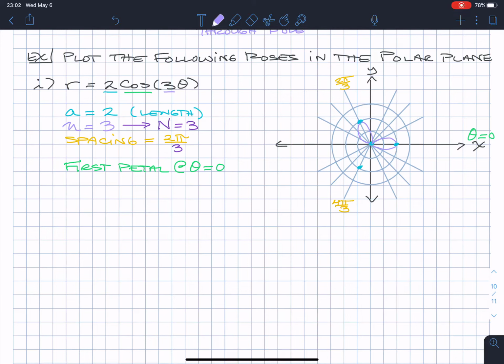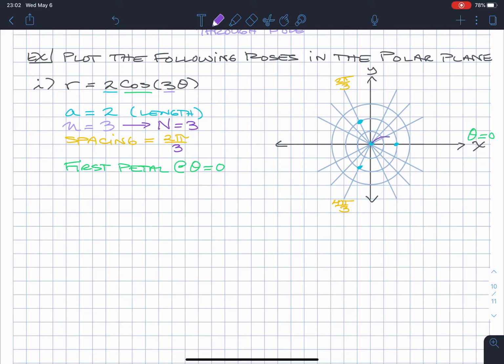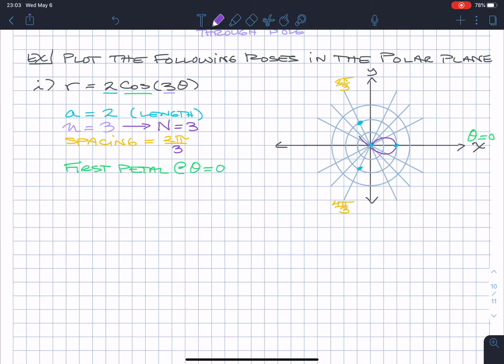Length 2 in every 120 degrees, so they are evenly spaced within 360 degrees. That's kind of hard to see, so I'm going to draw it in a darker purple, just so you can see the graph over the grid behind it. So here's my first petal, then my second petal, and then my third petal. This is called a trefoil.